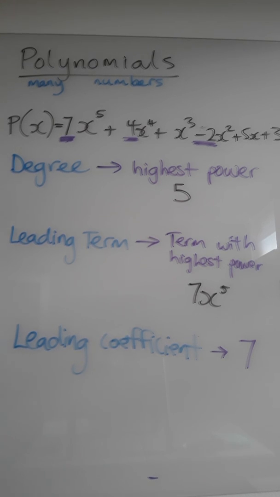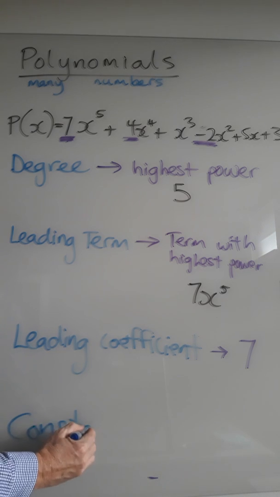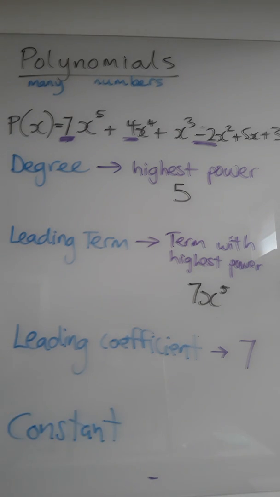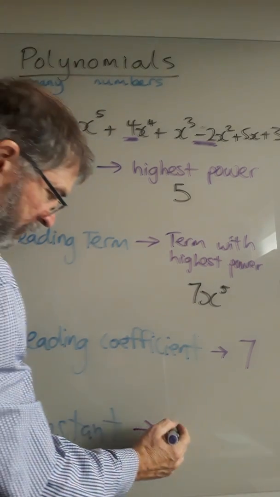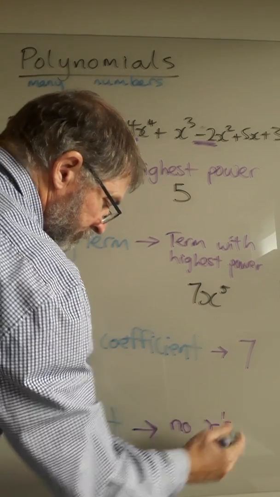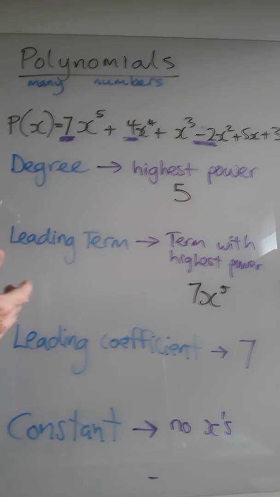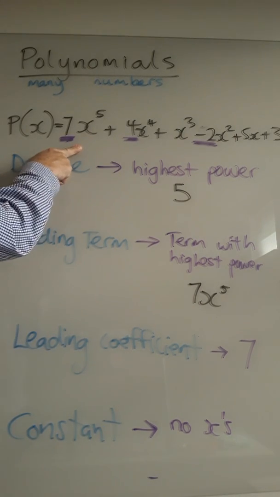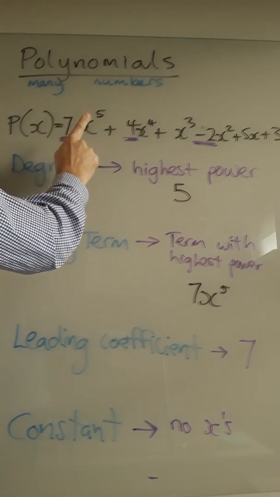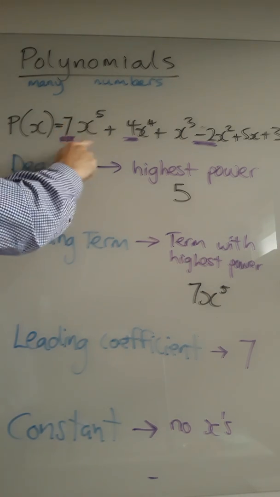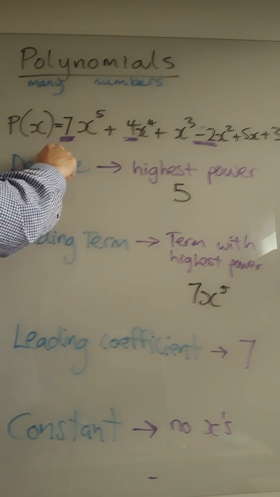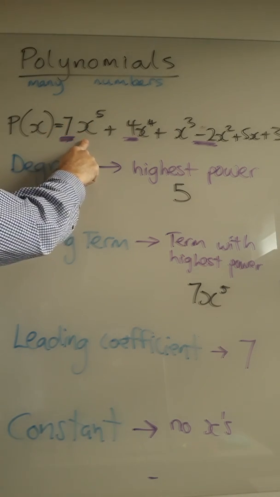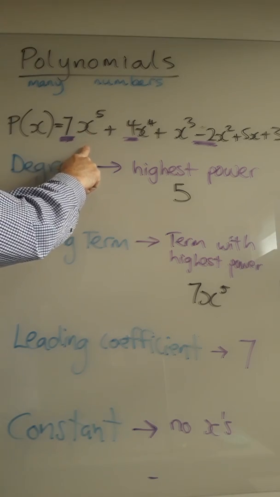One other word that's important is the constant term. What's the constant term? It's the term that's not affected by x. I guess you could say no x's in it. So it's constant. Like this term here, it changes depending on what x is. If x is 1, then 7 times 1 to the 5 is 7. But if x is 2, then that'll be 7 times 32, right? So that'll be 224 or something like that.